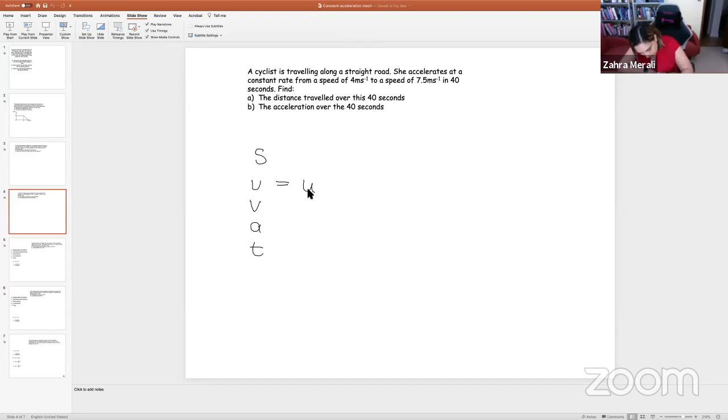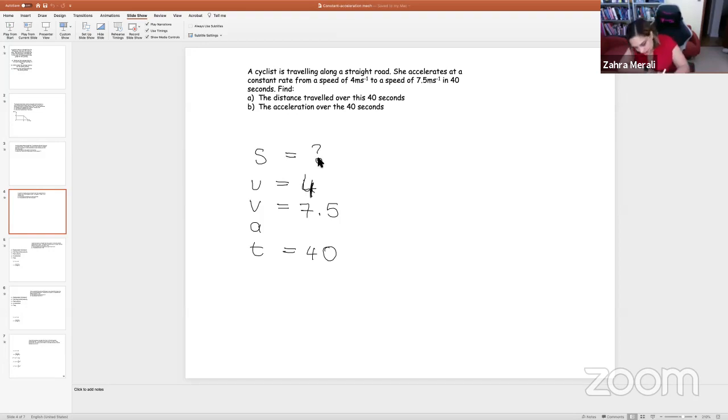Oh God, I've written u again. It's 4, to a speed of 7.5, so v is going to be 7.5. And that's taking 40 seconds. And what you need to find is your distance traveled. So we want to know what this is.